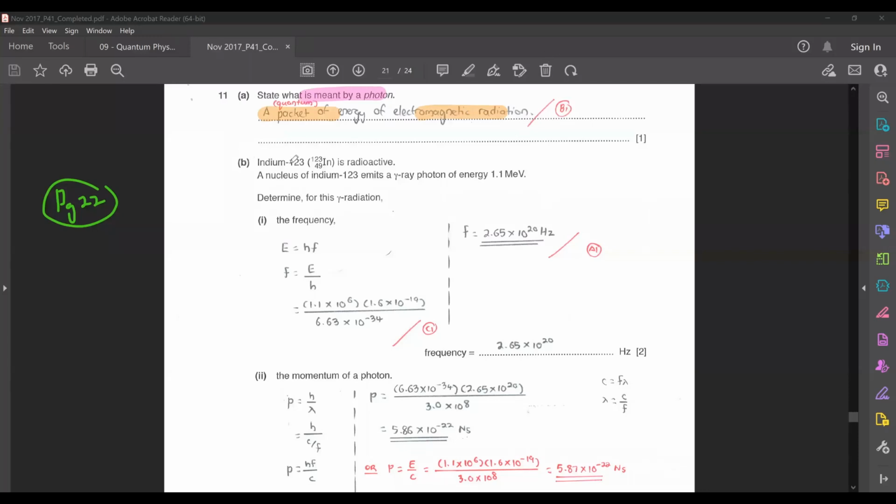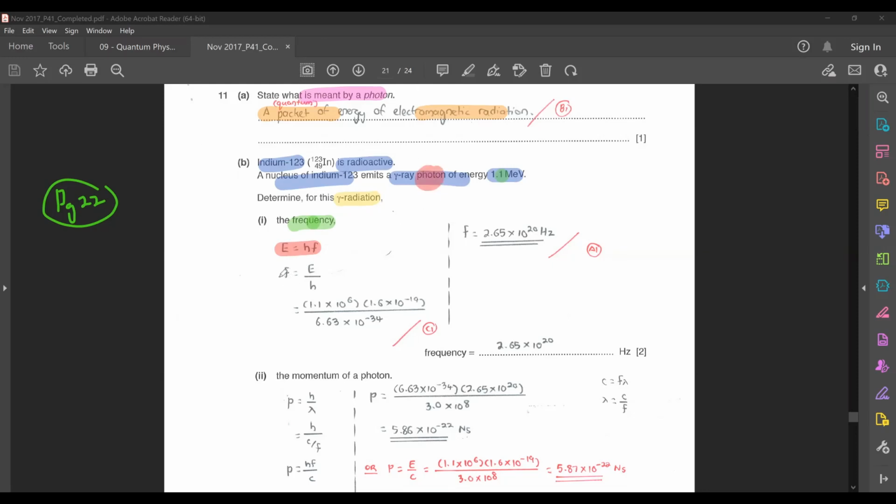And in B, you have indium-123, which is radioactive. A nucleus of indium-123 emits a gamma ray photon of energy 1.1 MeV. Determine for this gamma radiation the frequency. Since you have mention of energy as well as frequency here, you could use the equation E equals hf, because gamma radiation in itself is a photon.